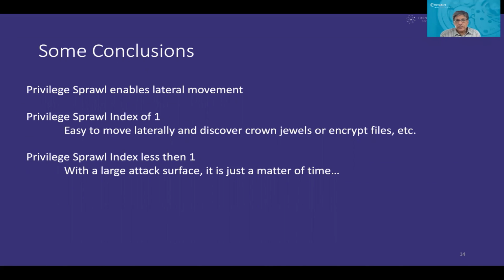Then we say that the privilege sprawl index of 1 is the easiest one. You can move laterally, get to the crown jewels, you can encrypt files, do whatever nastiness happens simply because you breach the account that enables you to reach the right place in the environment. And then privilege sprawl less than 1 is still a large attack surface.